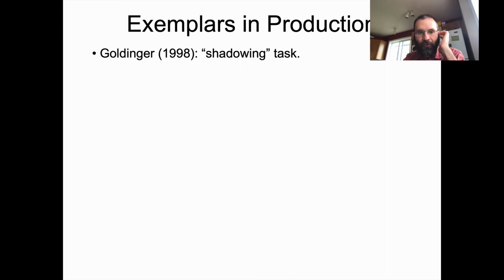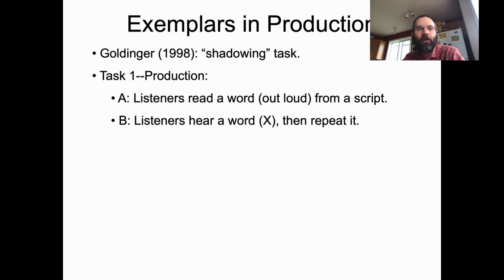So I'll give you another example, one last study from the late 90s. This is from Stephen Goldinger, who did what was called a shadowing task. In this task, there was a production side of it where listeners read or produced words in two contexts. One is that subjects in the study just saw a list of words and read out the words from a script. In the other condition, they heard a word over headphones and were supposed to repeat whatever they heard. I'm going to label the word that they heard as X here, their productions in the first context as A, and their productions in the second context as B.